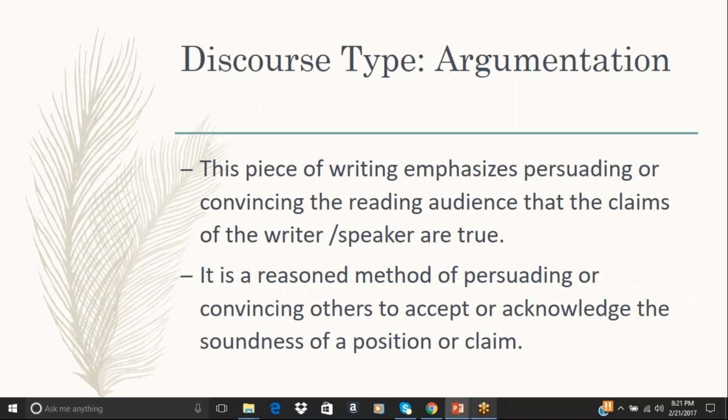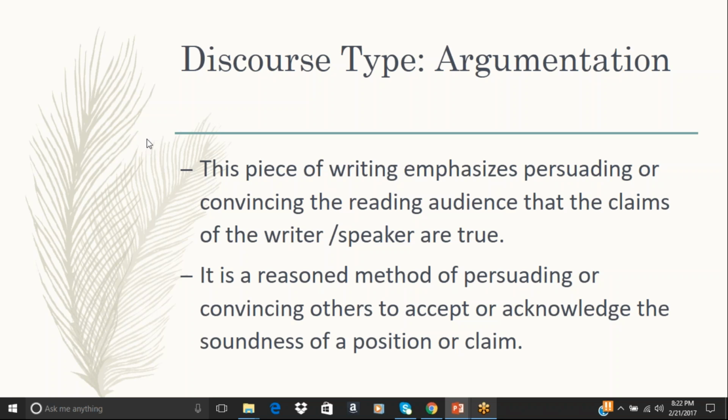All right, argumentation. You are going to read this for us now, Mr. Samuel. This piece of writing emphasizes persuading or convincing the reading audience that the claims of the writer, speaker are true. It is a reasoned method of persuading or convincing others to accept or acknowledge the soundness of a position or claim. Thank you very much, Samuel.